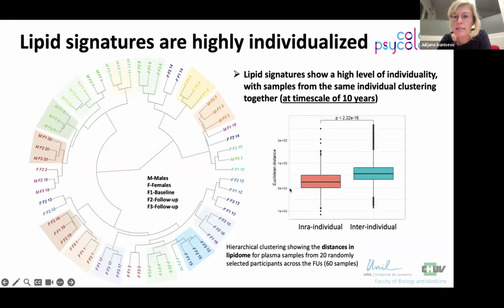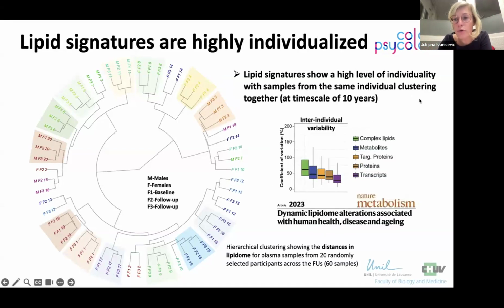And these results are also in accordance with the results that have been recently reported for another independent longitudinal study that has been done by Professor Snyder's group. So interestingly, they measured not only the complex lipids, but also the polar metabolites, proteins, and the transcriptome. And interestingly, compared to the transcriptome, proteome, but also the polar metabolome, the lipid signatures seem to be very highly personalized.